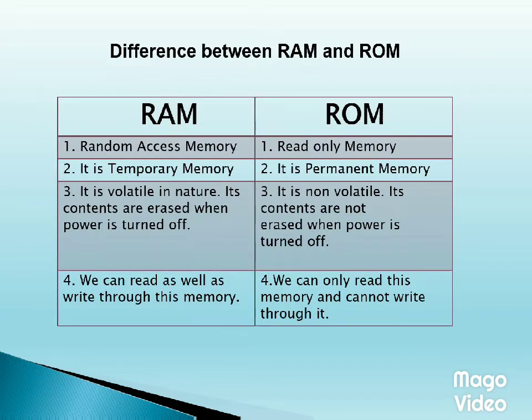Now let us differentiate between RAM and ROM. RAM stands for Random Access Memory. ROM stands for Read-Only Memory. RAM is a temporary memory. ROM is a permanent memory. RAM is volatile in nature. Its contents are erased when the power is turned off. ROM is non-volatile. Its contents are not erased when the power is turned off. We can read as well as write through RAM, so it is known as read-write memory. Whereas in ROM, we can only read this memory and cannot write through it.